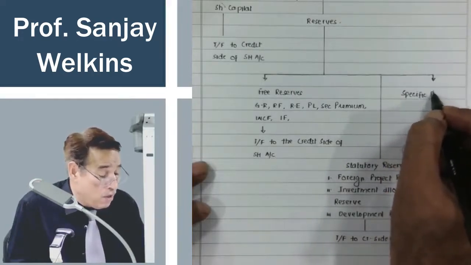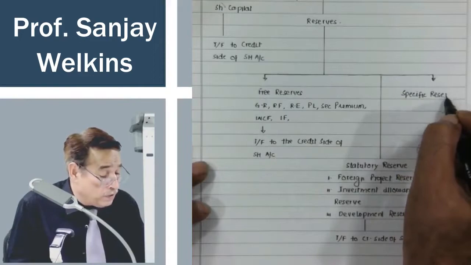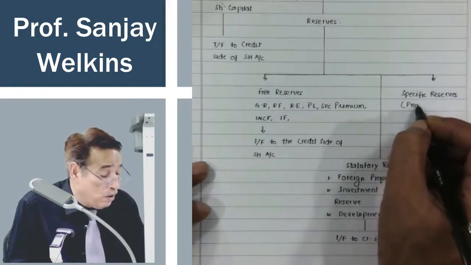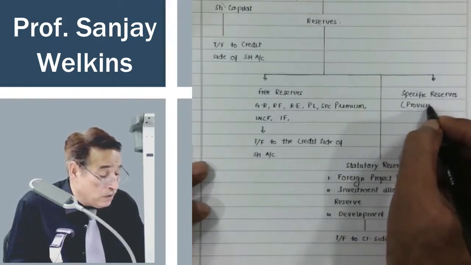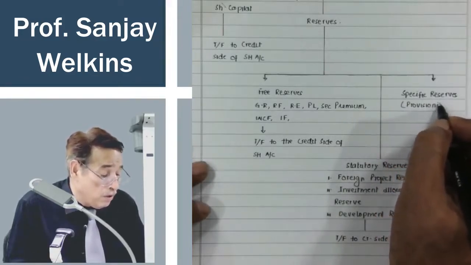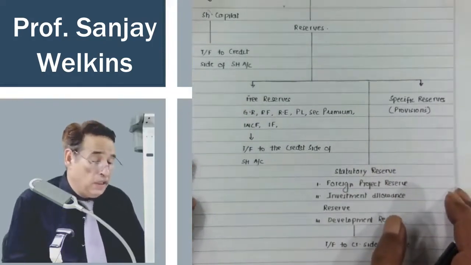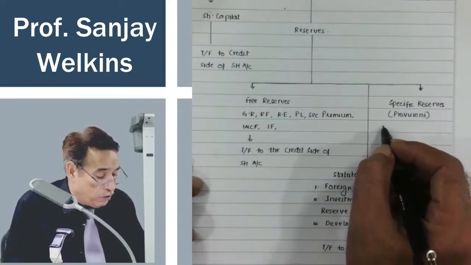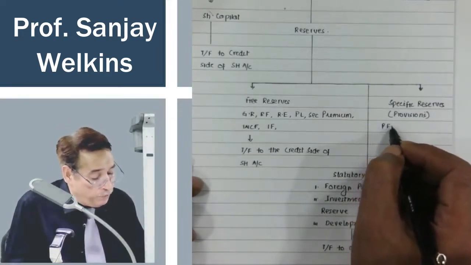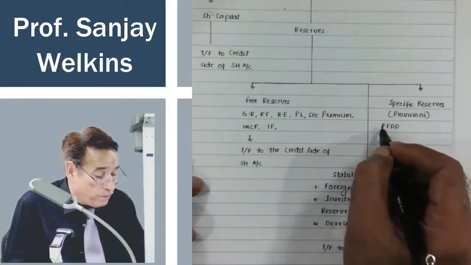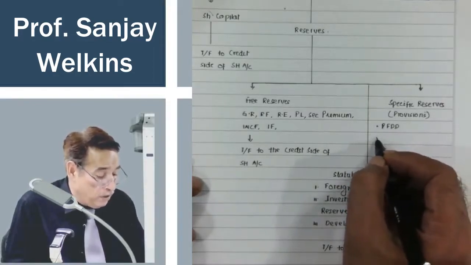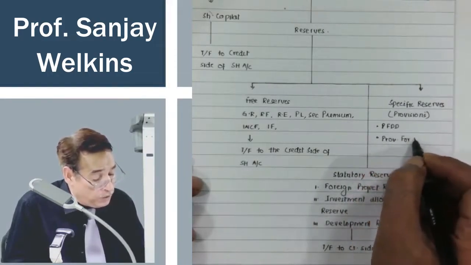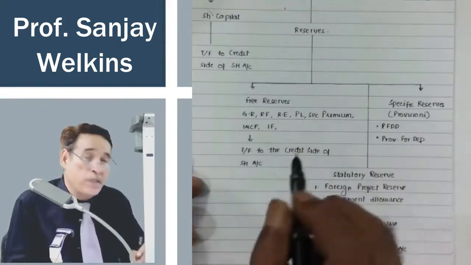Specific reserves. Now, specific reserves are nothing but all the provisions. All the provisions are known as specific reserves because these reserves are basically created specifically against a particular asset. For example, provision for doubtful debts, PFDD, like provision for depreciation. So these are specific sort of reserve.